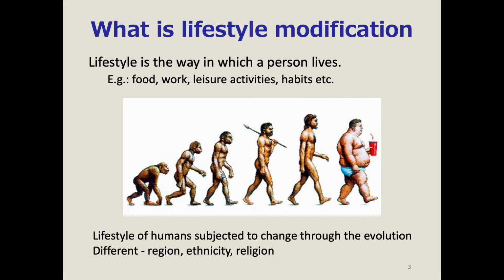So before going into lifestyle modification, let's look at what lifestyle means. Lifestyle is the way a person lives: how they eat and drink, how they work, and their habits and leisure activities. So the lifestyle of each person is different from others. And the lifestyle of humans has changed throughout evolution, and it will differ according to region, ethnicity, religion, and other socioeconomic factors.